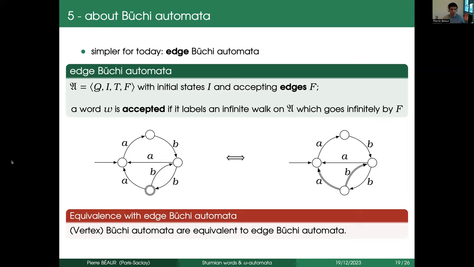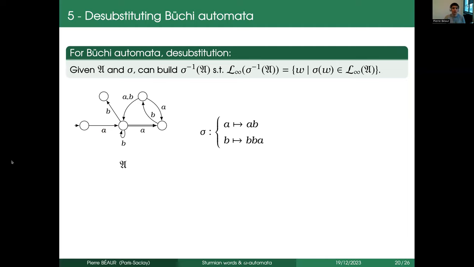Okay, so in the first part of my presentation, I talked about desubstituting omega automata. And so the question becomes, can I desubstitute a Büchi automaton? So here, I have a Büchi automaton on the left, a substitution in the middle. Can I build a substitution on the right? And the answer is yes. You can do it. And how do you do it? Well, you proceed just as before. So you have exactly the same states, even the same initial states. And now the question becomes, how do you build the new edges? Well, you do a bit of the same.